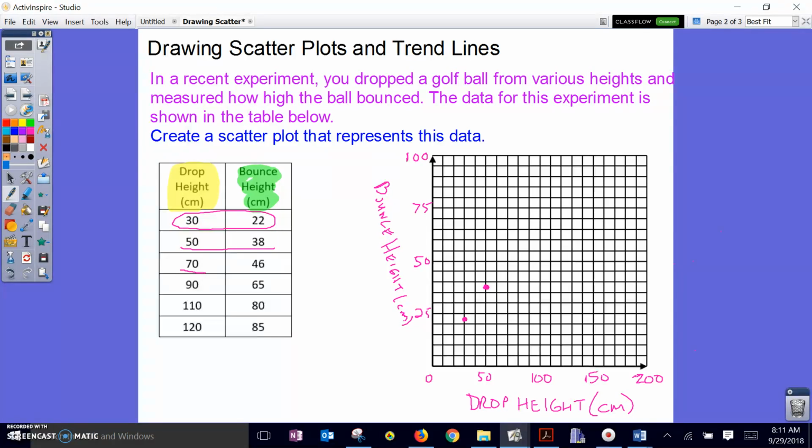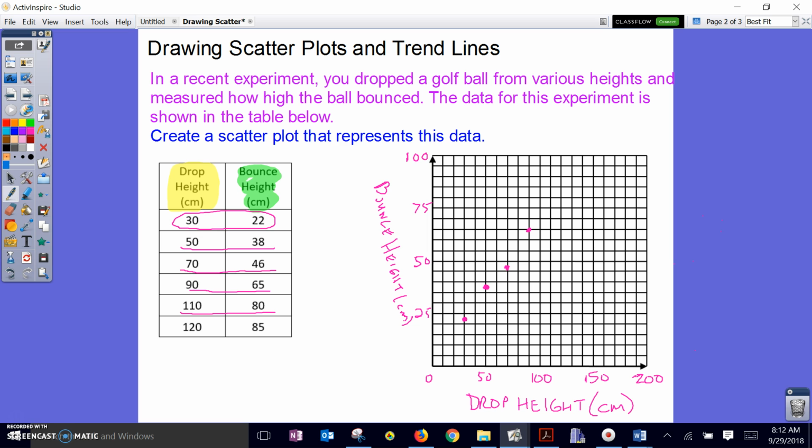And then I plot the next point, 70, 46. I go over to 70, up to 46, which is just a little bit above 45. And now I look at the next point, 90, 65. And that one's going to actually fall on an intersection of grid lines right there, 90 on the horizontal and 65 on the vertical. And then I've got 110 and 80.